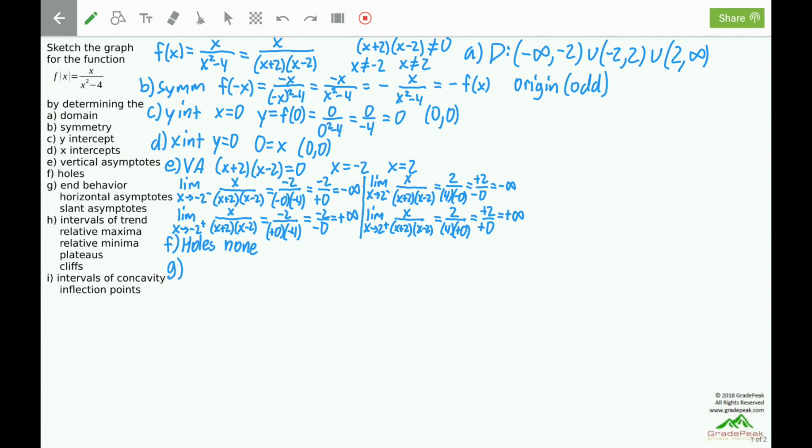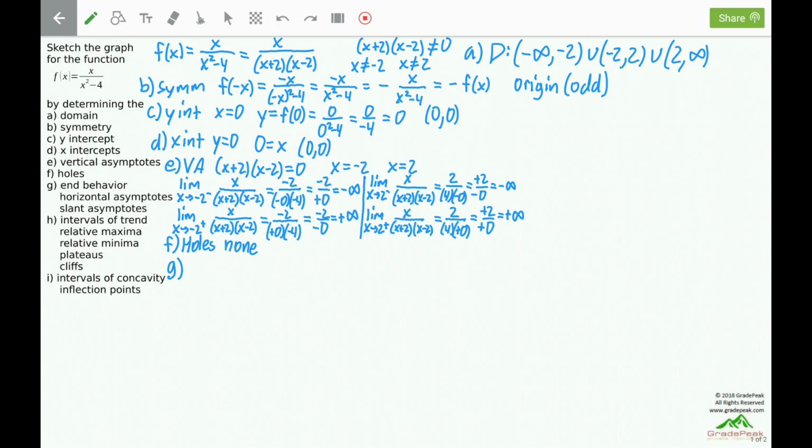For part G, we want to determine the end behavior, horizontal asymptotes or slant asymptotes. F of x is a fraction, a quotient of two functions. In the numerator, there's a first power of x. In the denominator, the highest power of x is x to the 2. Since the power in the denominator is equal to or higher than the numerator, there will be a horizontal asymptote. Since the denominator is higher than the numerator, the horizontal asymptote will be y equals 0.